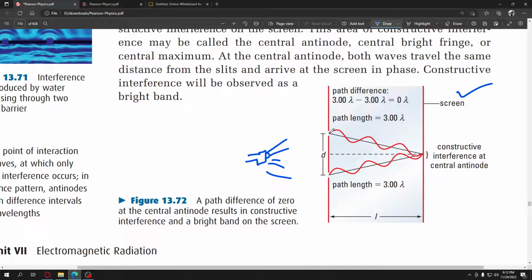think of it as a wave, how many complete wavelengths are there? Let's check. That's 1, that's 2, and that's 3. There are 3 lambda wavelengths. This one also has 1, 2, 3, both have 3 lambda, so it gives you a path difference. Basically, 3 lambda minus 3 lambda gives you 0 lambda.